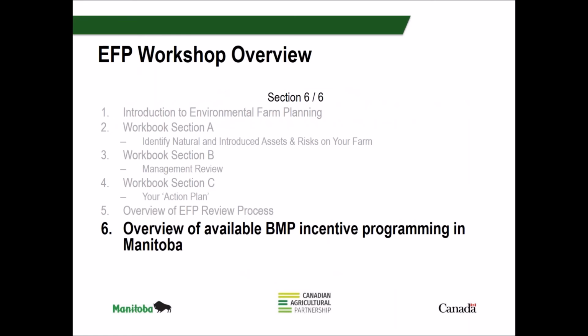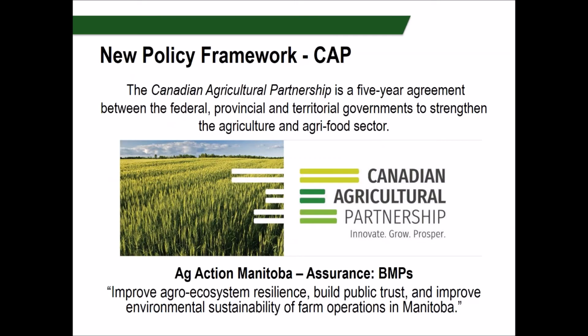Then we go through an overview of available programming in Manitoba. Right now, it is offered under the Canadian Agriculture Partnership. It is called the Ag Action Manitoba Assurance BMPs and Watershed EG&S BMPs. So all the BMP information is on Manitoba Agriculture and Resource Development website. And so there's multiple cost share BMPs that you do. In order to do those projects, you do have to have your EFP valid.